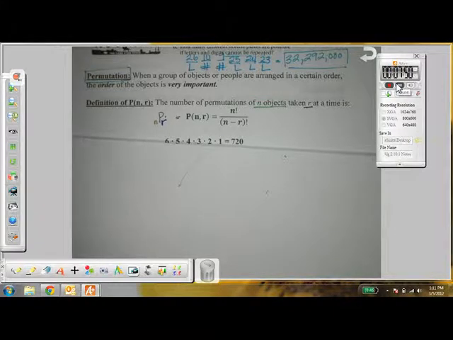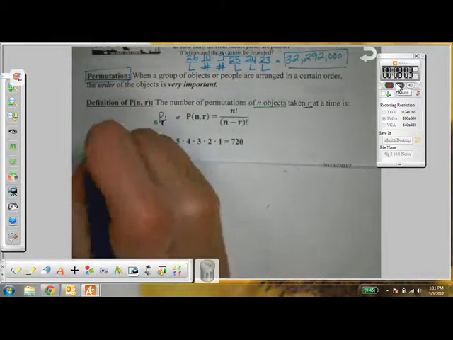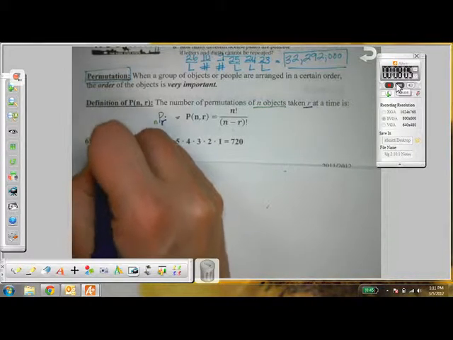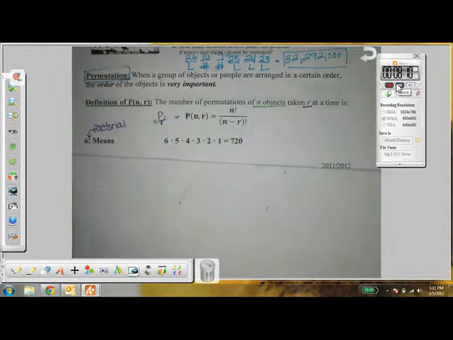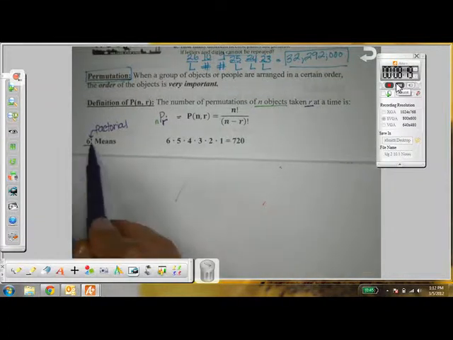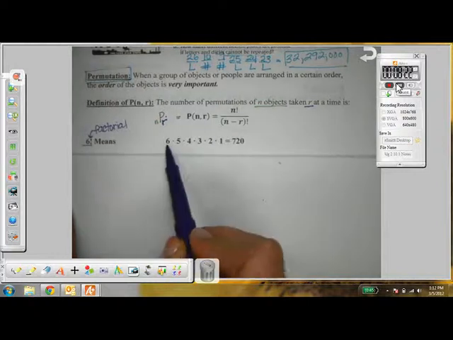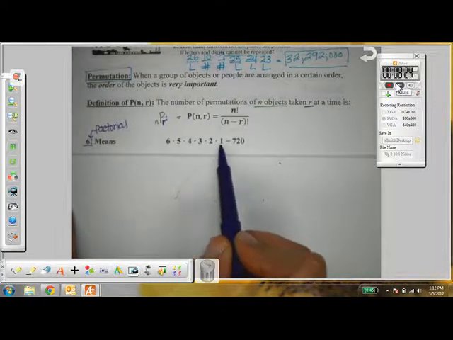Does anybody know what the exclamation point means? What does it mean? It is called a factorial, besides being excited. Okay, the exclamation point is called a factorial, so let's label that right now. Okay, and the factorial means that whatever number you are taking the factorial of, you are multiplying that number all the way down to 1. So 6 factorial, that's how we read it, means 6 times 5 times 4 times 3 times 2 times 1, and you multiply all that together.